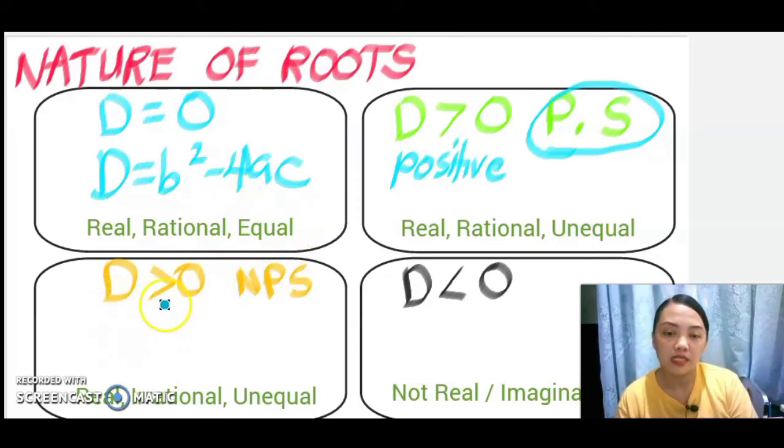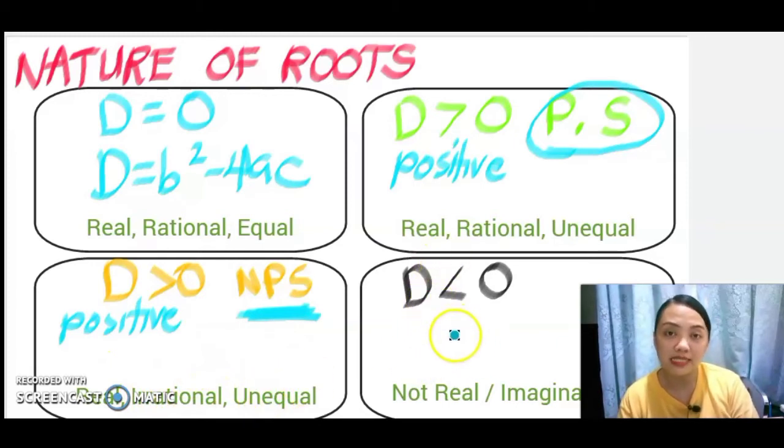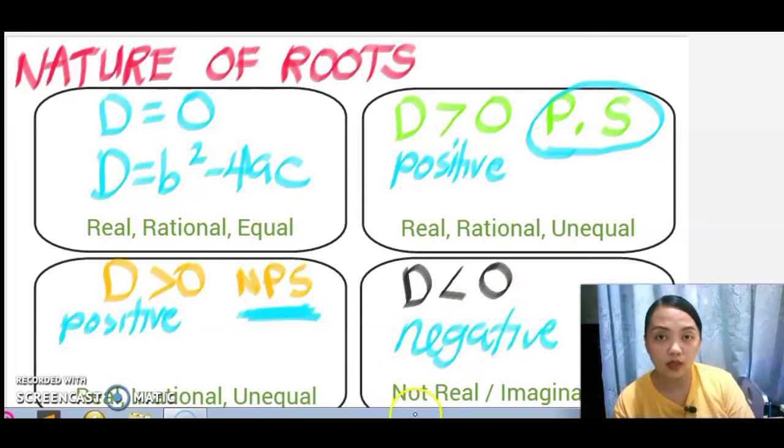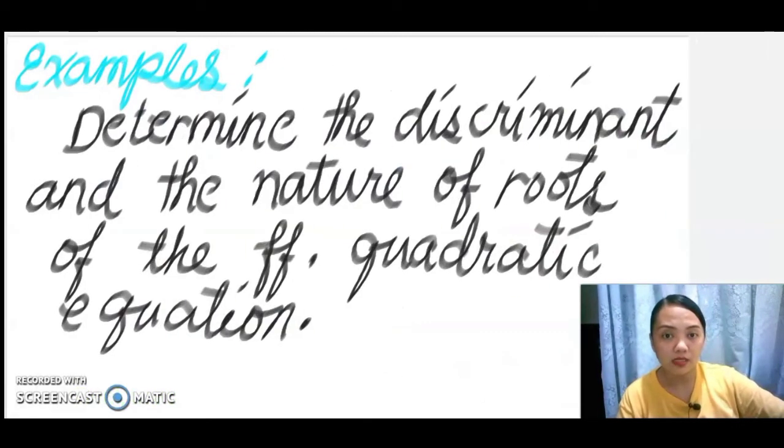Next, kapag si d naman is greater than 0, ibig sabihin, positive numbers pa rin, pero hindi siya perfect square. So, ang nature of roots natin is real, irrational, and unequal. And last, kapag si d is less than 0, ibig sabihin, negative, ang nature of roots natin is not real or imaginary. So, let's have some examples.